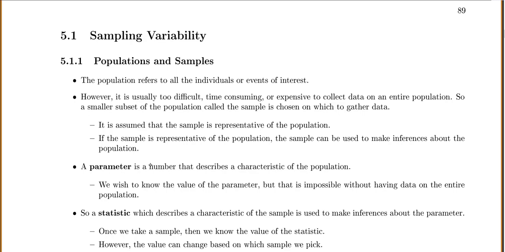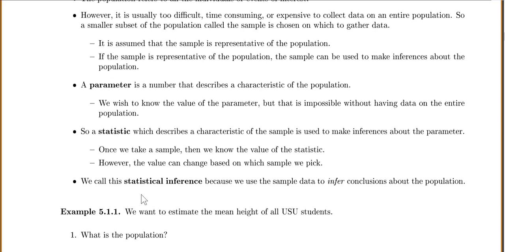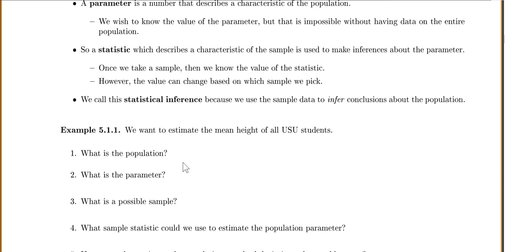So a parameter is a number that describes a characteristic of our population. We want to know the value of the parameter, but that's impossible without actually having data on our entire population. A statistic describes some characteristic of our sample, and we'll use that to make inferences about our parameter. Once we take a sample, we know the value of our statistic, but that value would change based on which sample we pick. We call this statistical inference because we use the sample data to infer conclusions about the population. So let's say we want to estimate the mean height of all the USU students.